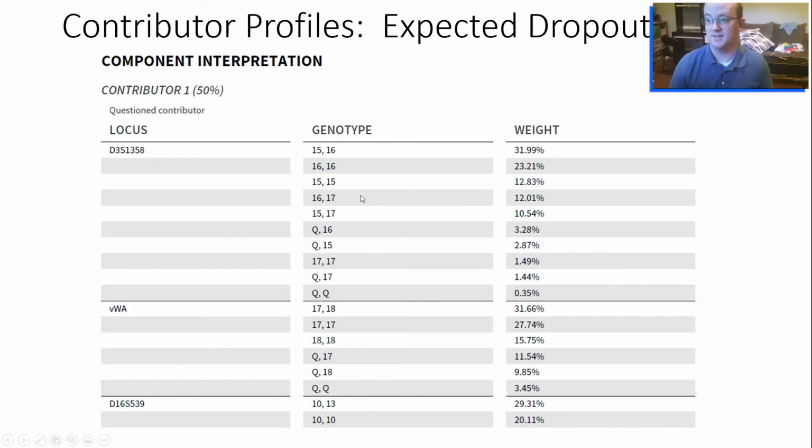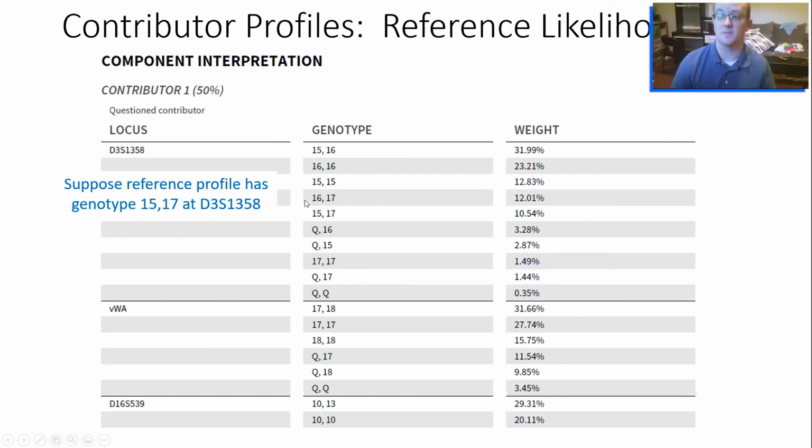which then lets us compute likelihoods for a given reference profile under each of the contributors. So suppose that a reference profile that we're comparing actually had genotype 1517 at this particular locus. To compute a corresponding likelihood for this, given the deconvolution table from StarMix, we can find 1517 is one of the genotypes present in this table, and it had a weight of 10.5%. But then there are also these things that are Qs.